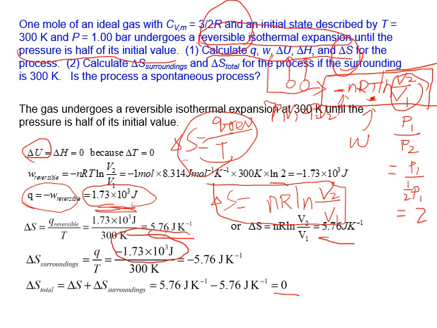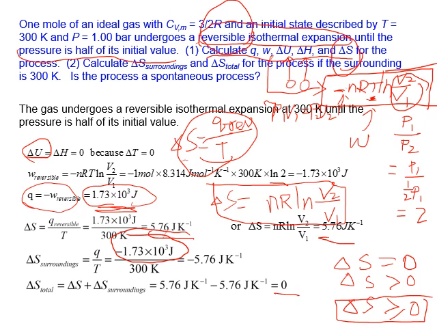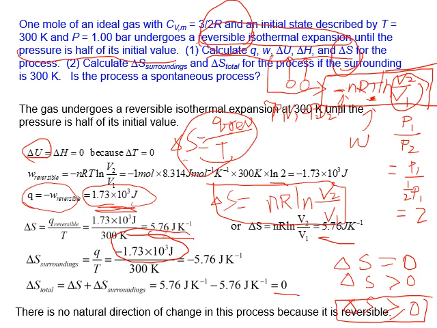And the second law says, for a reversible process, the total entropy should not change. Delta S is 0. If it's spontaneous, delta S is greater than 0. So combine these two together, delta S is greater than or equal to 0. Remember, that's the second law for entropy change. This is the total entropy. And because it's reversible, there's no natural direction of change in the process.